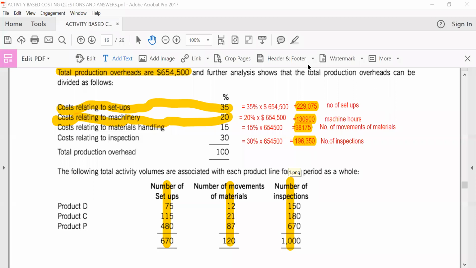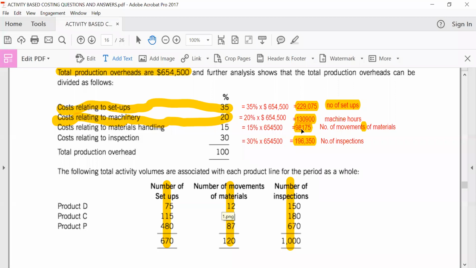So we move on. The examiner has given us this bit of information already. As you can see, 229,075 is the cost pool for setup, and its corresponding cost driver is number of setups. As you can see here, number of setups highlighted. Then the cost pool for machine cost is 130,900, and its cost driver is machine hours. And the machine hours, you have already been given above.